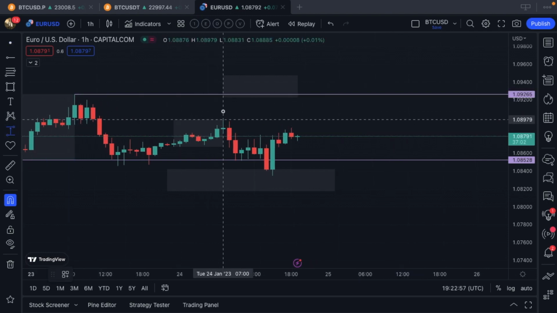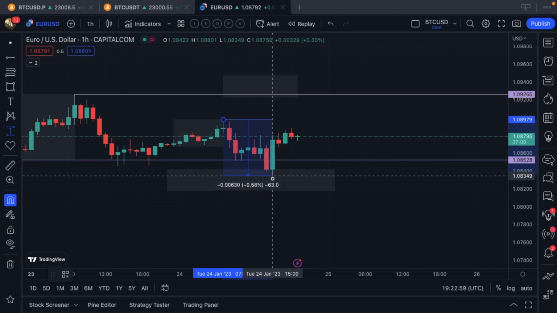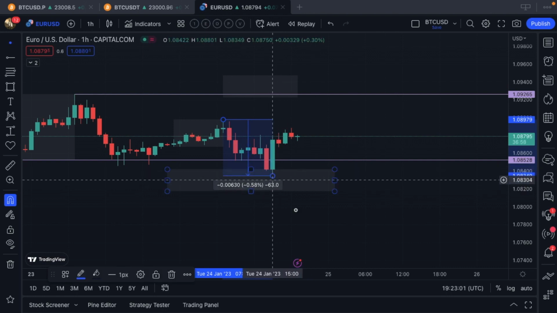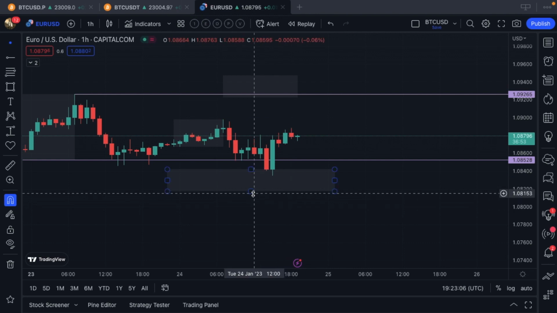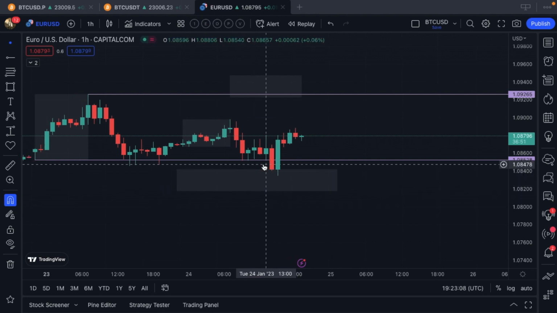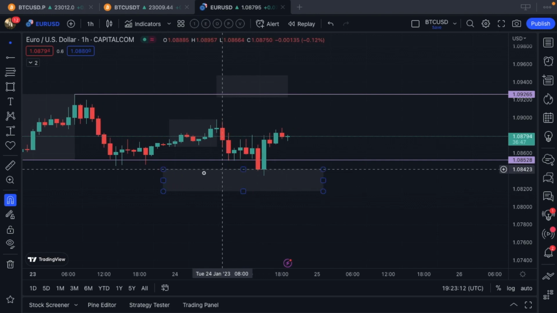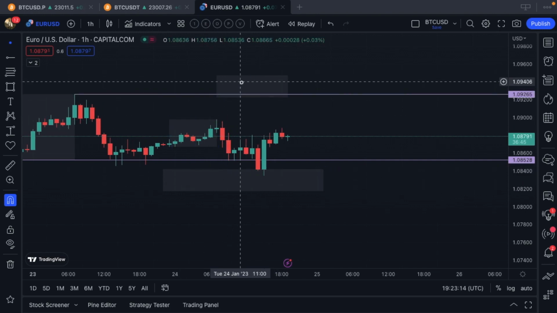So if we take it from the high here, we measure down to here, we're looking at 63 pips. And yeah, that is not the 88 pips that we're hoping for. But no matter. So in this box or this box, you just wait for price to either come up or down.